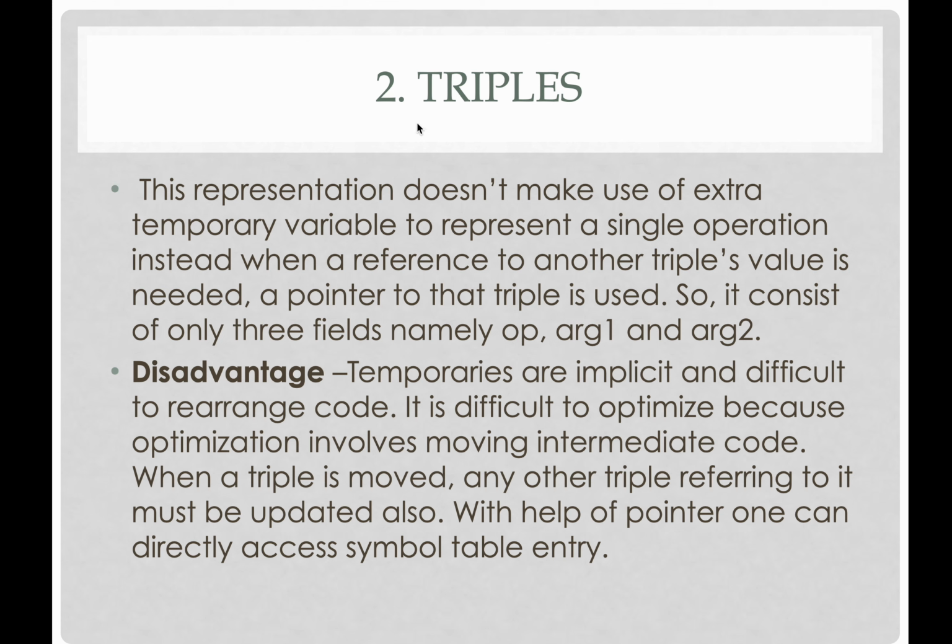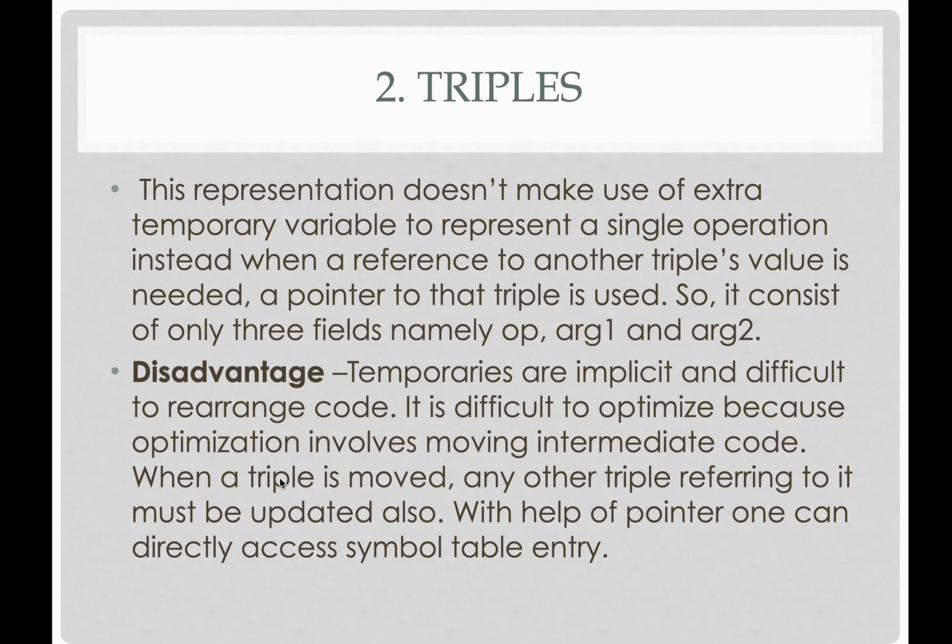Okay, and coming to the triples, this representation doesn't make use of extra temporary variables to represent a single operation. Instead, when a reference to another triple's value is needed, a pointer to that triple is used. So it consists of only 3 fields, namely operator, argument 1, argument 2.